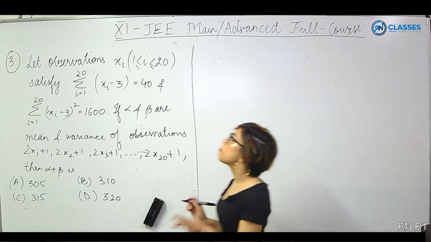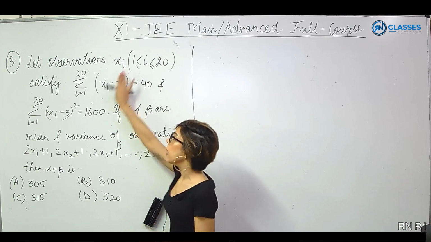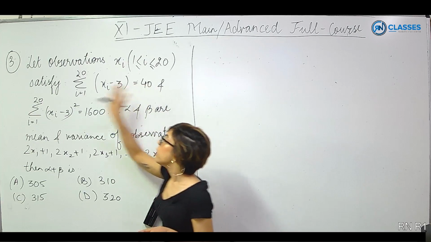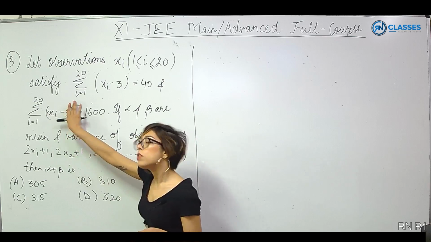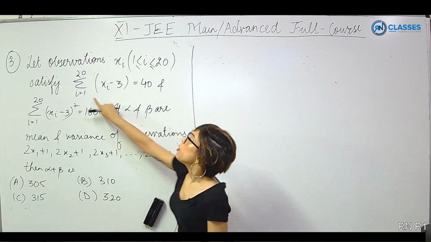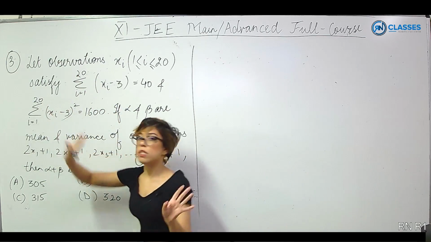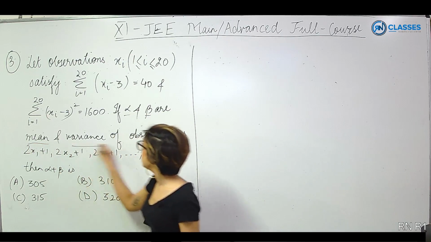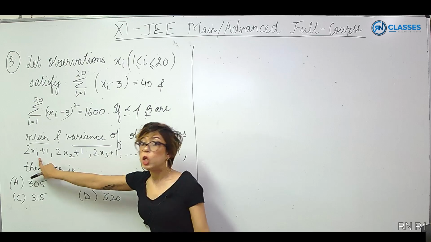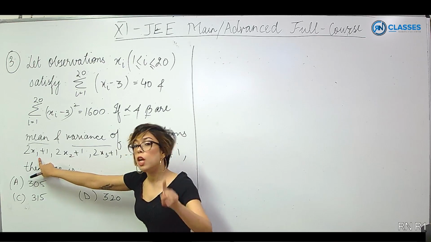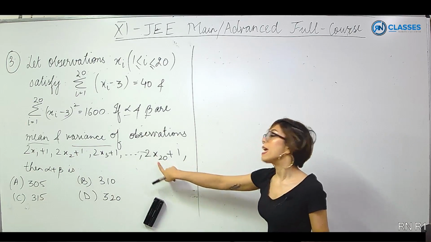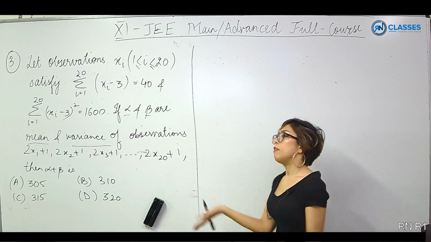Now he says let observations xi satisfy this condition, as in summation (xi minus 3) is 40, and summation (xi minus 3) whole square is 1600. Obviously, the number of terms is 20. Now, he says if alpha and beta are the mean and variance of observations 2x1 plus 1, 2x2 plus 1, 2x3 plus 1, and so on, 2x20 plus 1, then alpha plus beta is.